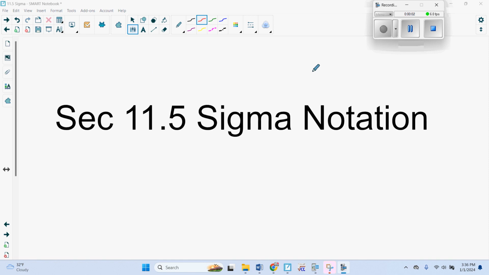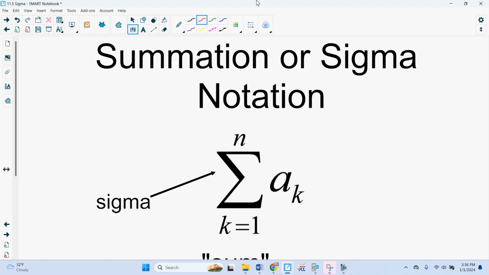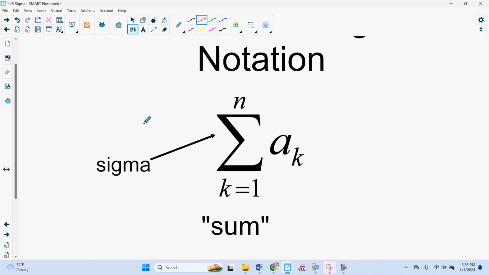In this video, we want to look at sigma notation, and this is something that I know you've looked at previously, so we want to review some things and then add to it a little bit. So when we have sigma notation, it is this capital E looking thing, and sigma is kind of a word that means sum. So we're trying to add up a whole bunch of terms.